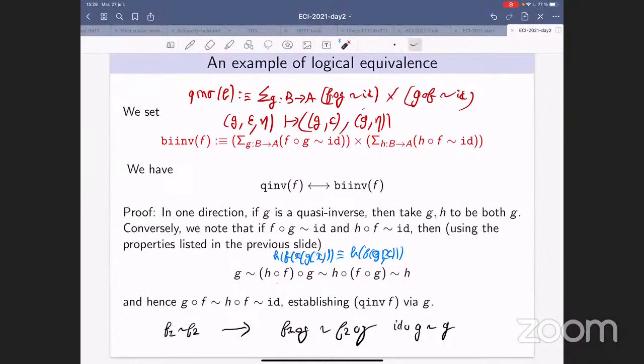Hence, from the data proving that I'm in bi-inv of F, I can provide the data proving that I'm in Q-inv of F by combining all these homotopies. So that's all. And we make a break and start in 10 minutes from now.